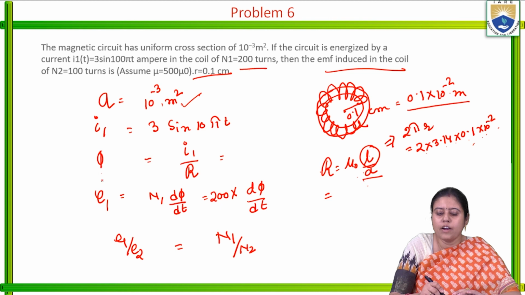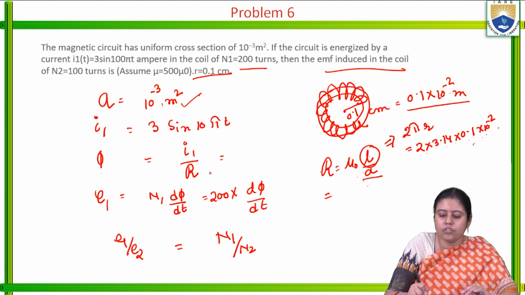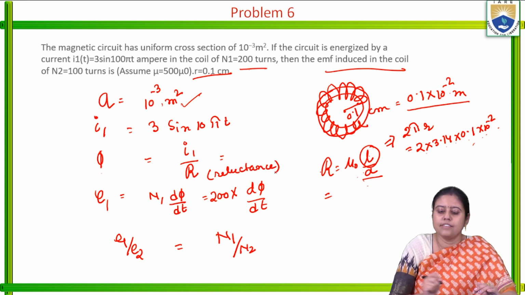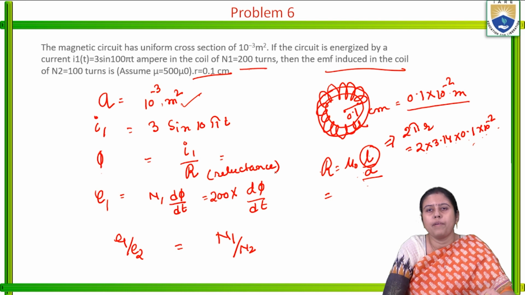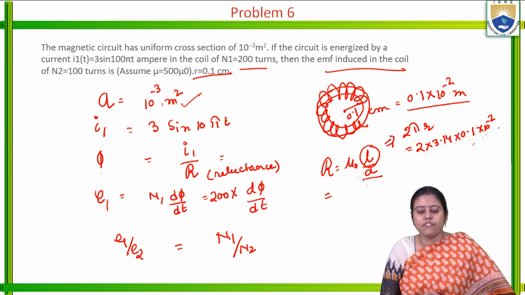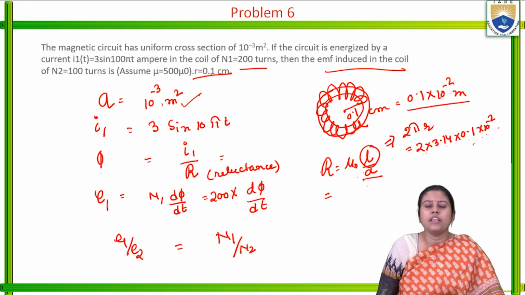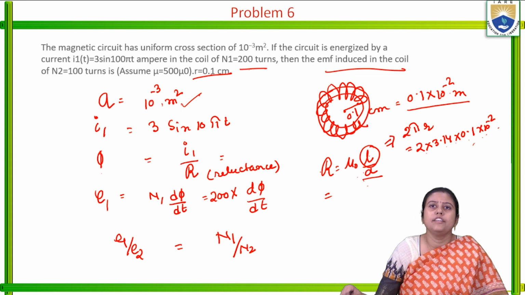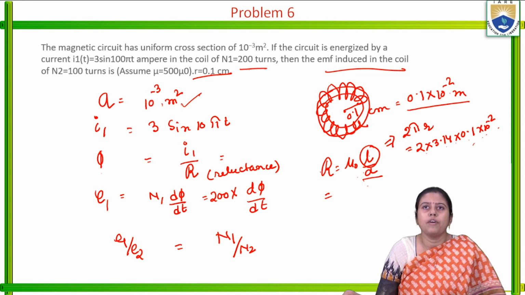So from here, if we put I1 by R, where R is the reluctance, not resistance, remember this, we can get the value of the flux. So what is E1? E1 is equal to N1 d phi by dt. The N1 value is given in the problem as 200 turns.